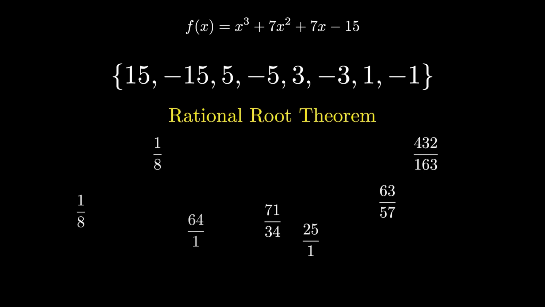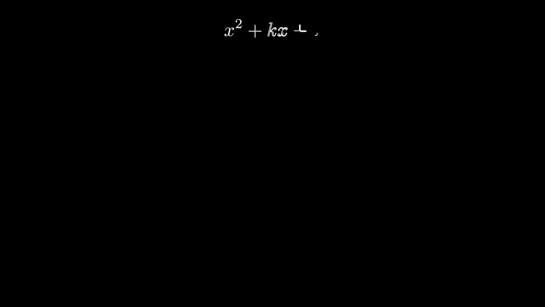Kinda. It only works for rational numbers, which are numbers that can be expressed as a fraction of two whole numbers. Basically fractions. Let's say that we have a quadratic. We don't know the x term, but we know the x squared and constant term. We can't factor it, but we do have an idea of what the factors may look like.